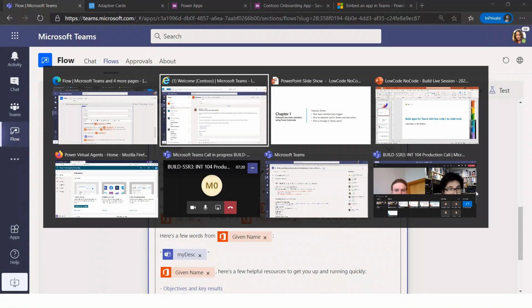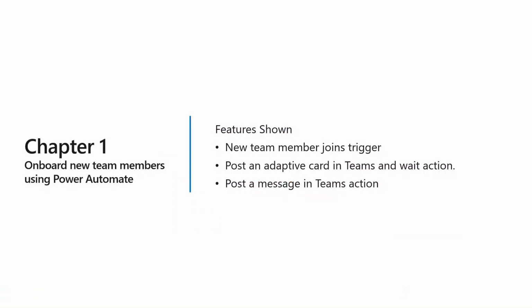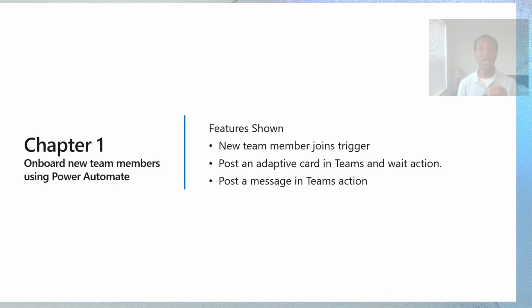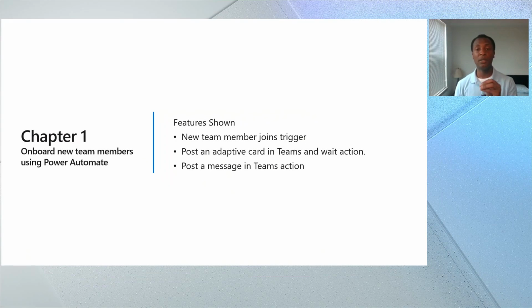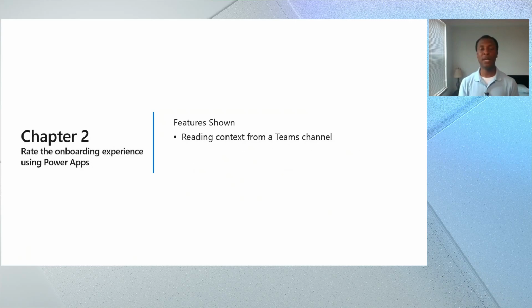Let's jump back into our deck and just do a little summary. To be able to automate the process of onboarding a new team member, I used 4 steps, but here I'm really focusing on the new team member joins trigger, and then 2 actions, one to post an adaptive card and wait to be able to grab information, and then posting the message in Teams that really tells everybody that this new member is welcome. So that's it for the first chapter of our demo. I'll move on to the next chapter.